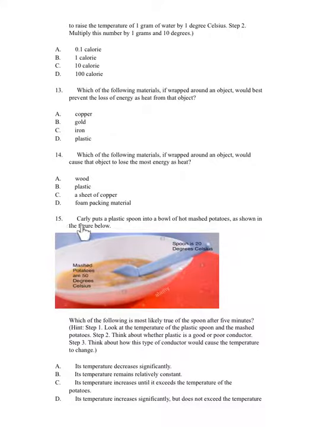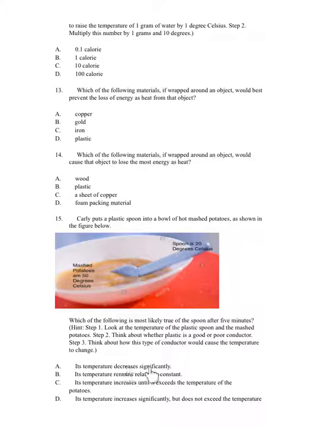Number 15. Carly puts a plastic spoon into a bowl of hot mashed potatoes, as shown in the figure below. Which of the following is most likely true of the spoon after 5 minutes? Hint. Step 1. Look at the temperature of the plastic spoon and the mashed potatoes. Step 2. Think about whether plastic is a good or poor conductor. Step 3. Think about how this type of conductor would cause the temperature to change.